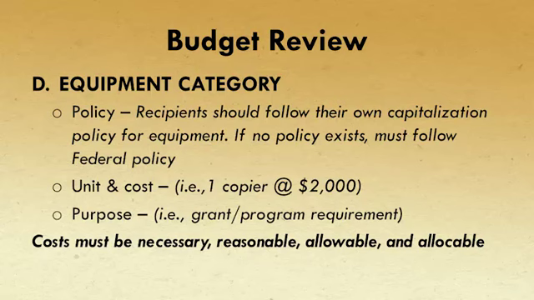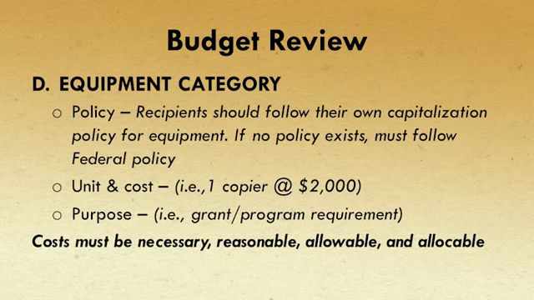The financial analyst will look to see if the applicant is following their own capitalization policy for equipment. If no policy exists, the applicant must follow the federal policy. Generally, equipment should be listed separately or completely broken out. For example, a computer should be listed by each individual component. For example, the keyboard, screen, etc.